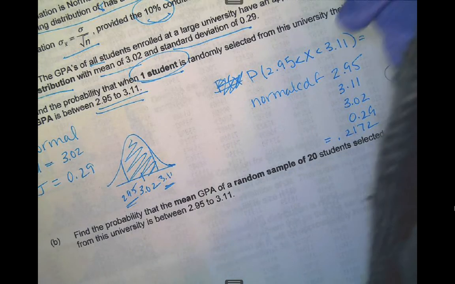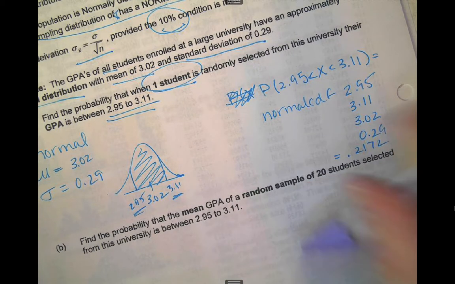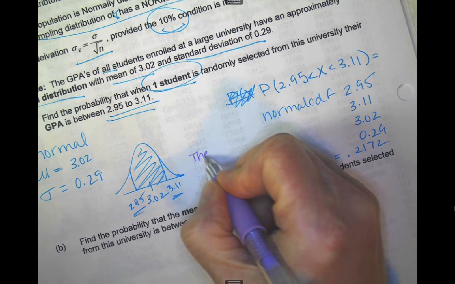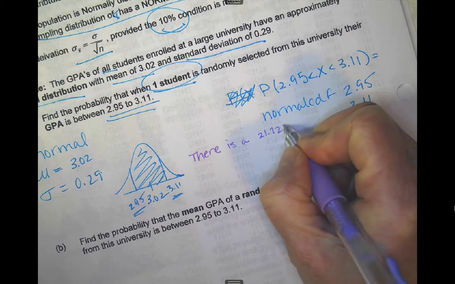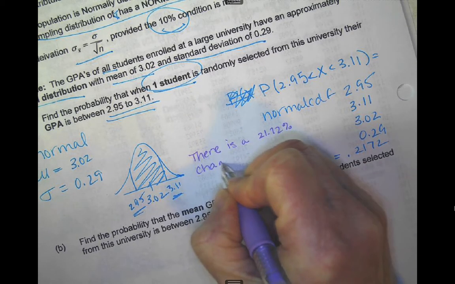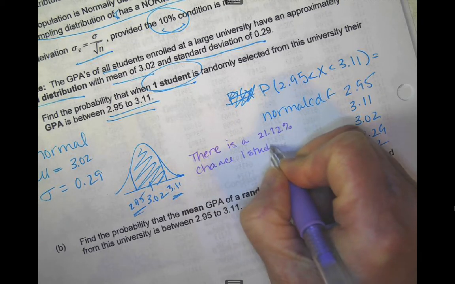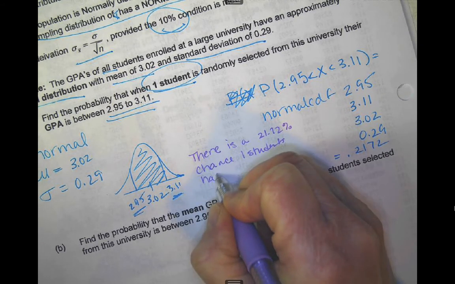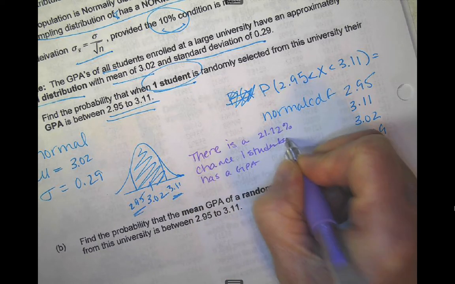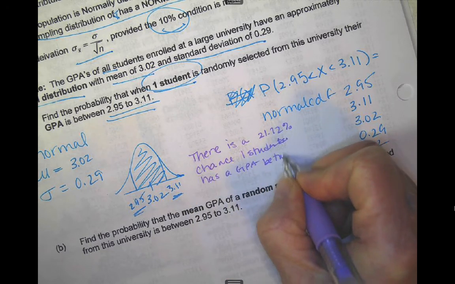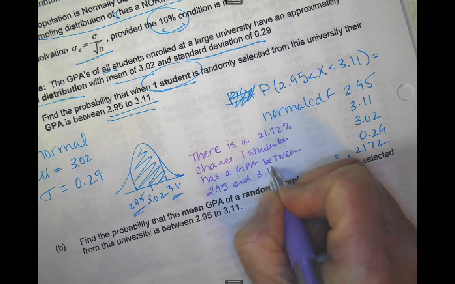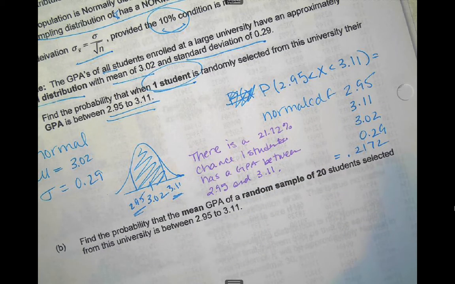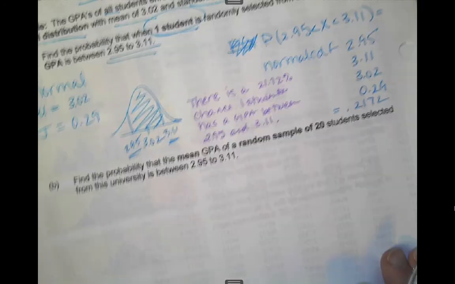So again, here I could say, let's switch colors. Let's brighten up our day a little bit. This is like a lavender. There is a 21.72% chance one student has a GPA between 2.95 and 3.11. Okay. Again, that's pretty much what we've been doing.